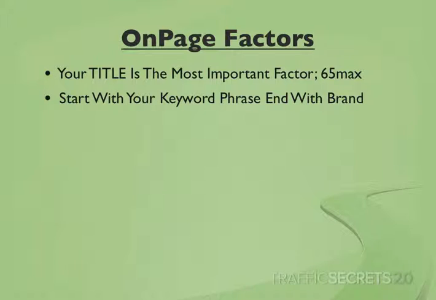A lot of companies use a recurring scheme of making sure that their brand is the same in every single title tag of all their site's pages, so it always ends with the company name. That's totally fine, and it works very well, at least at the time of this recording, for search engine optimization. So that's something you should do as well. I've been doing it. It works fine. So let's go with what works.